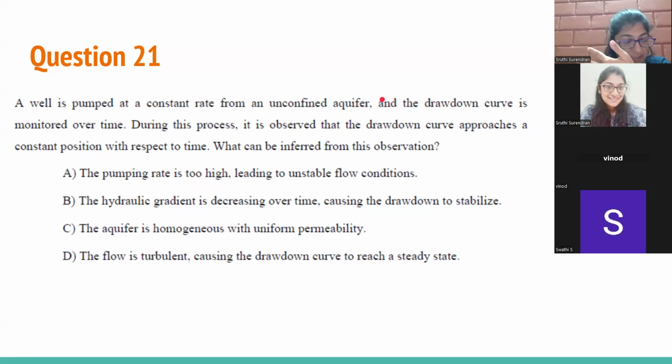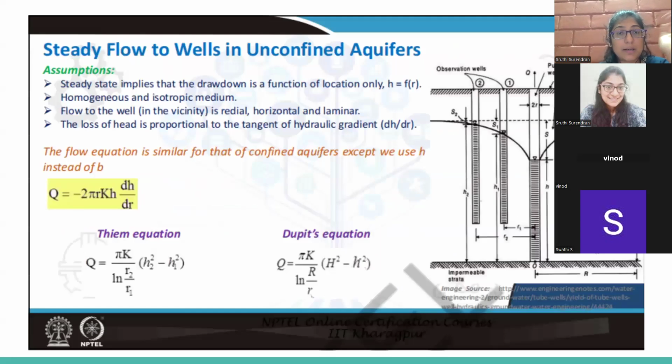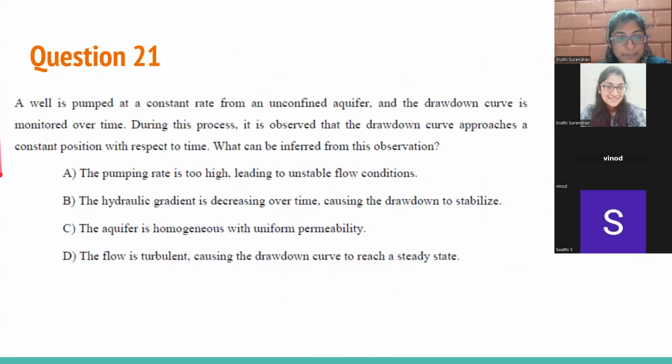So for a steady state flow, we saw that the drawdown is a function of location. The medium has to be homogeneous and isotropic. It is proportional to the hydraulic gradient. And one more point was what? Yeah, radial, horizontal, and laminar flow.